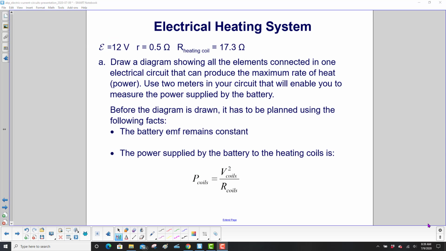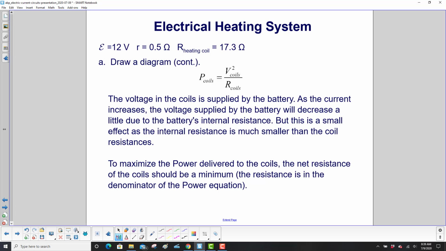So first, draw the diagram, but before we draw it, we have to plan it. So here's a couple facts that will help us. The battery EMF remains constant. That does not change. The power supplied by the battery to the heating coils will be the voltage through the coils squared divided by the resistance of the coils. The voltage in the coils is supplied by the battery.